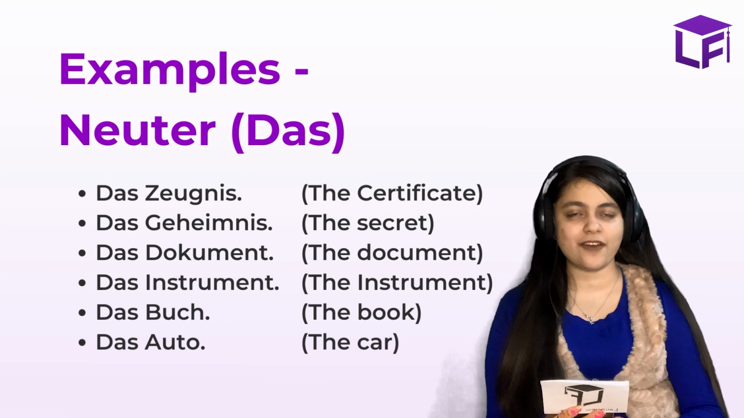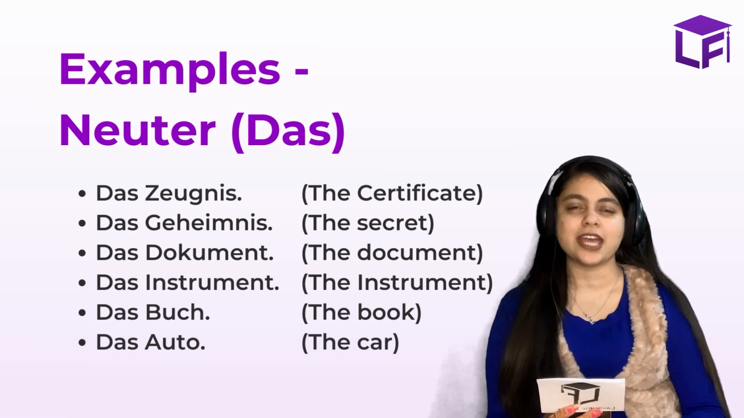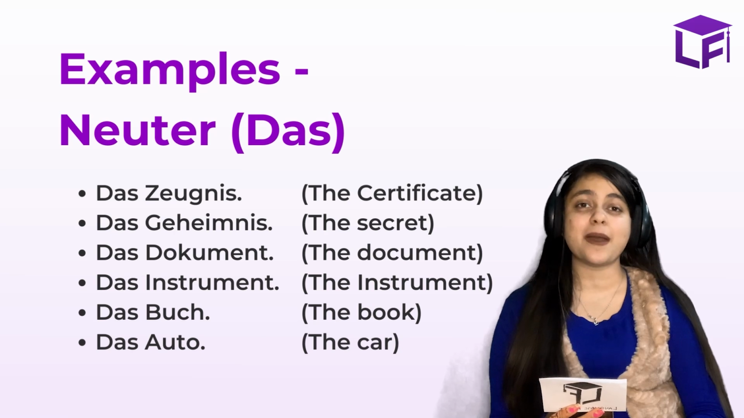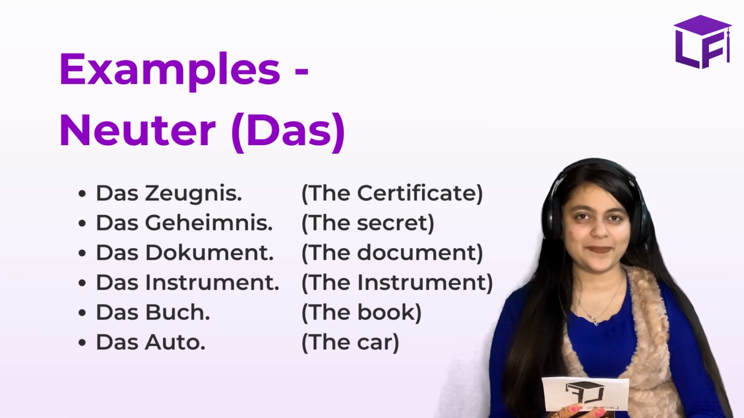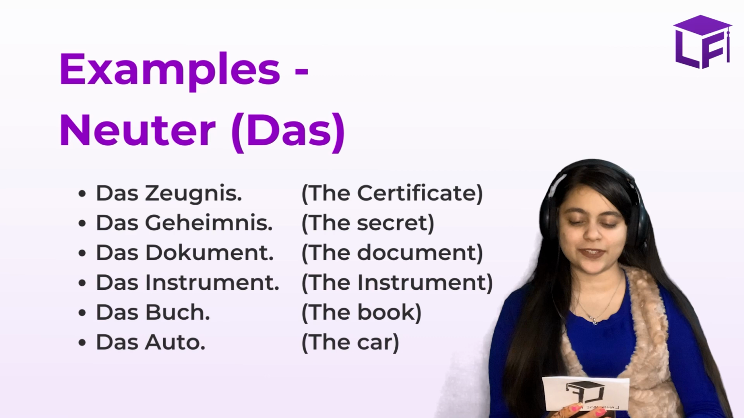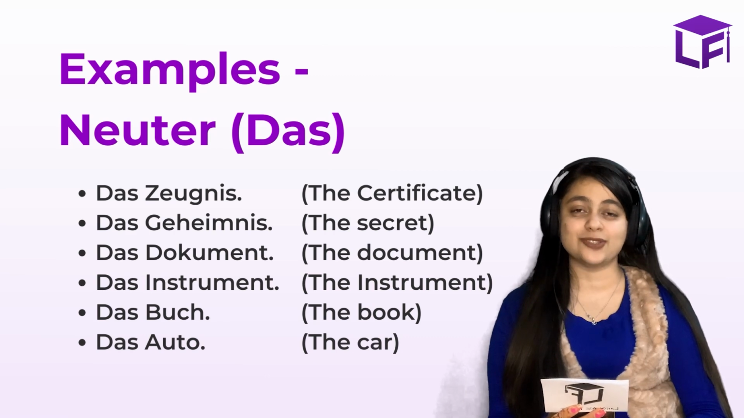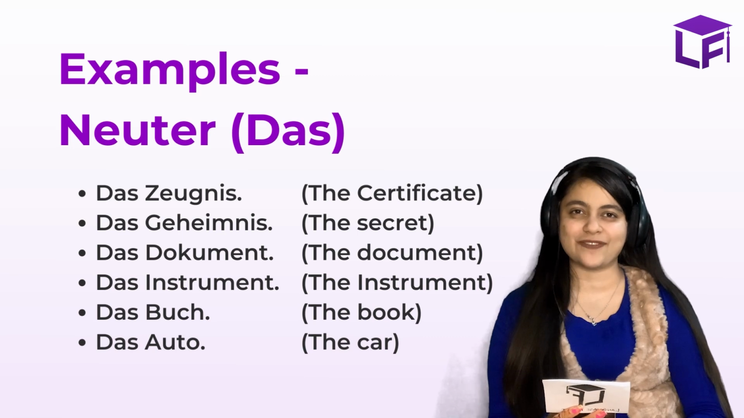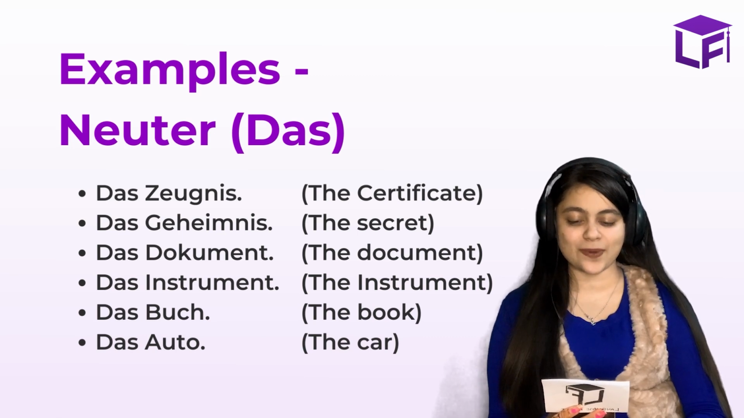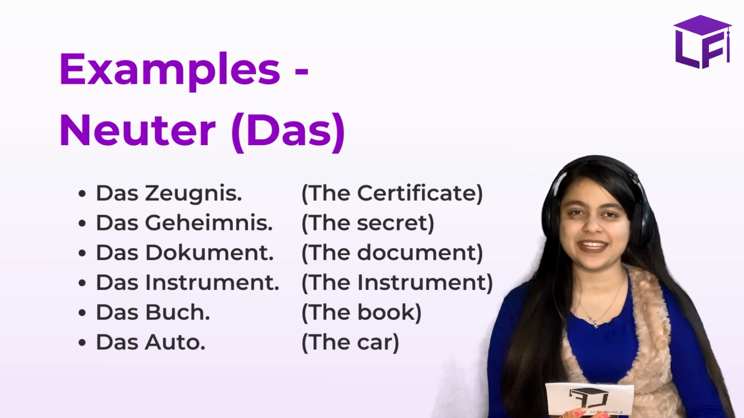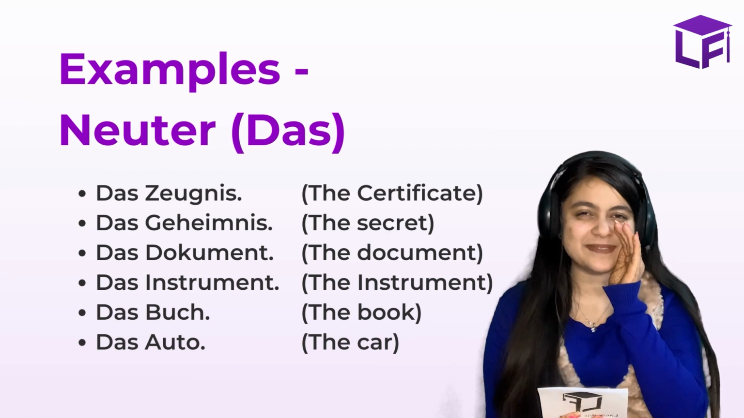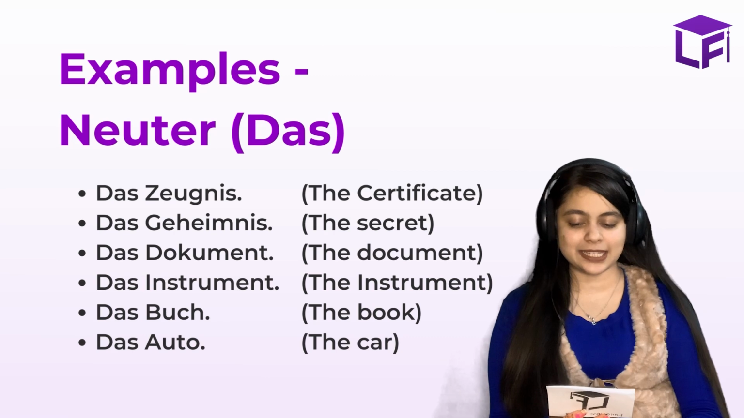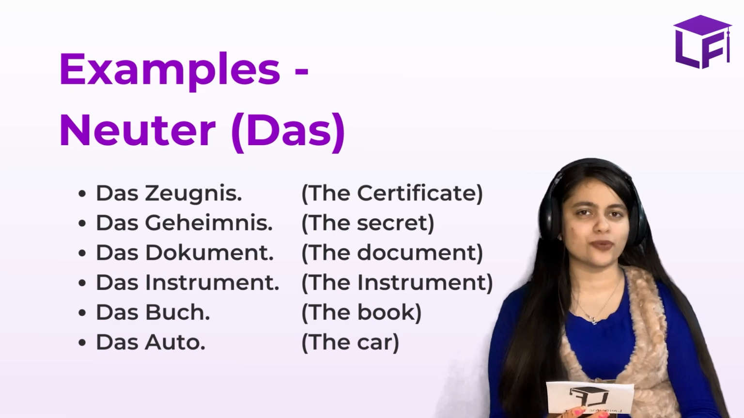With that understood, let us also now quickly cover the neutral bestimmte article, which is das. Now, the suffixes that help us identify the neutral noun are nis and ment. So, examples for the same are das Zeugnis, or the certificate. Next one is das Geheimnis, which is the secret.